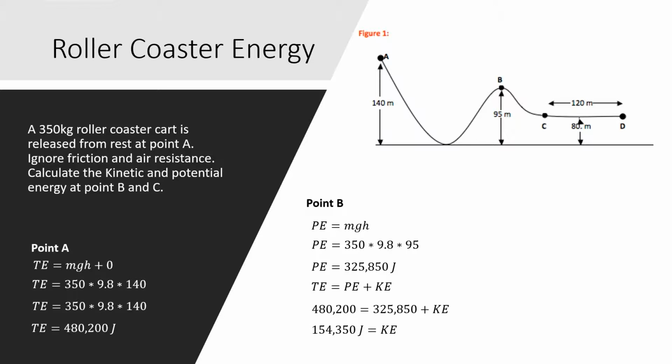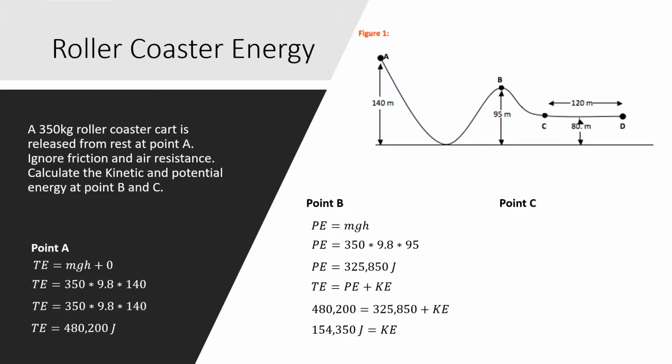That's 154,350 joules. That equals 1/2 mv squared, mass times velocity squared. Because I'm not being asked to find velocity or anything, I'm actually done with the problem right there. That's actually the energy at point B.